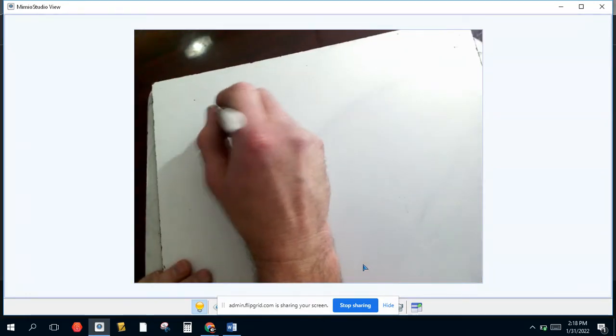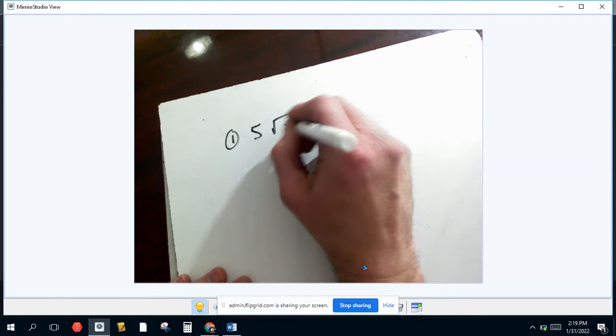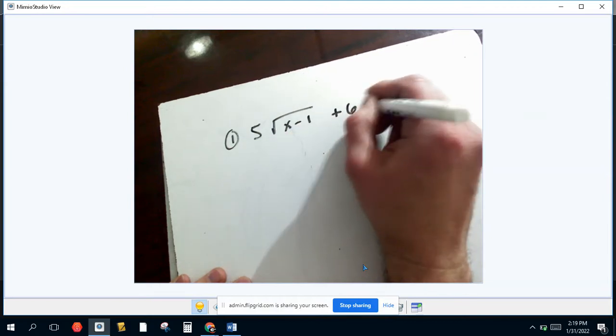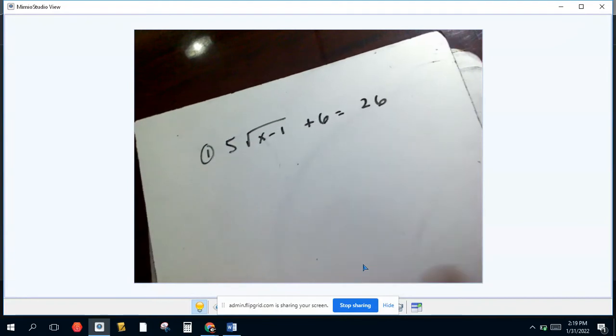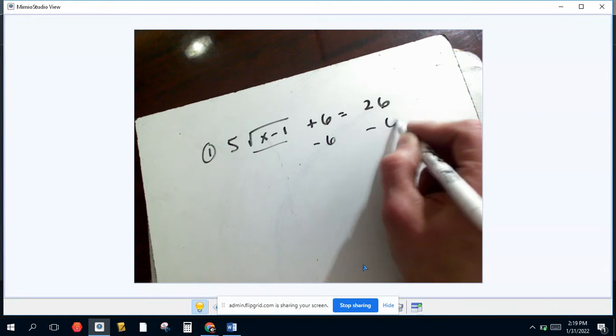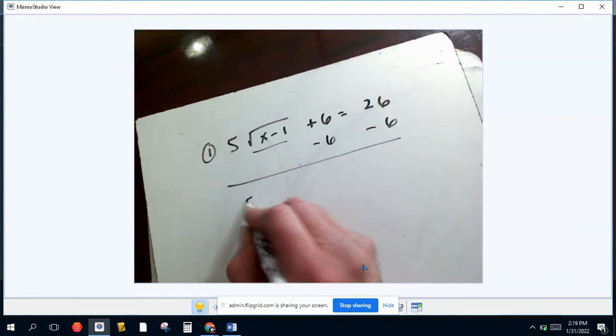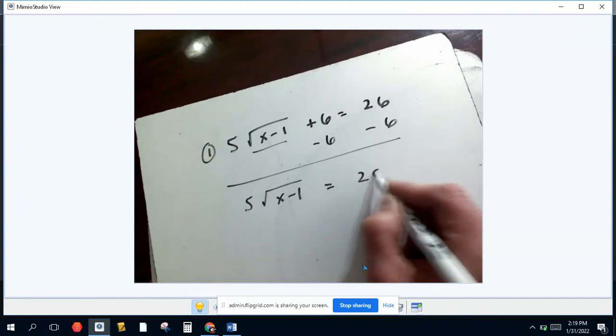All right, how do you solve a radical equation? We'll make a simple one to start with: 5 square root of x minus 1 plus 6 is equal to 26. Okay, so what we want to do is just isolate the radical. This is the radical right there. So we want to move the 6. So 5 times the square root of x minus 1 is equal to 20.